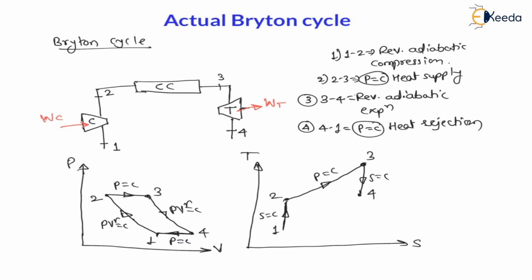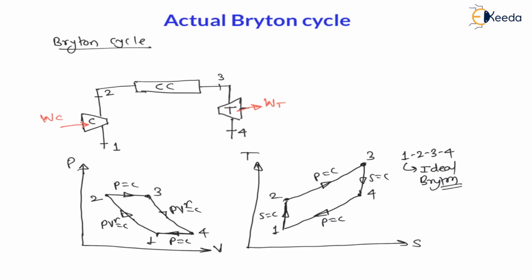And 4 to 1 is again constant pressure heat rejection to the atmosphere. Now this cycle, that is cycle 1, 2, 3, 4, is called the ideal Brayton cycle, or also called the theoretical Brayton cycle. Now in this cycle, as a compressor and turbine are used, there will be losses in the compressor as well as in the turbine, because they are mechanical devices.